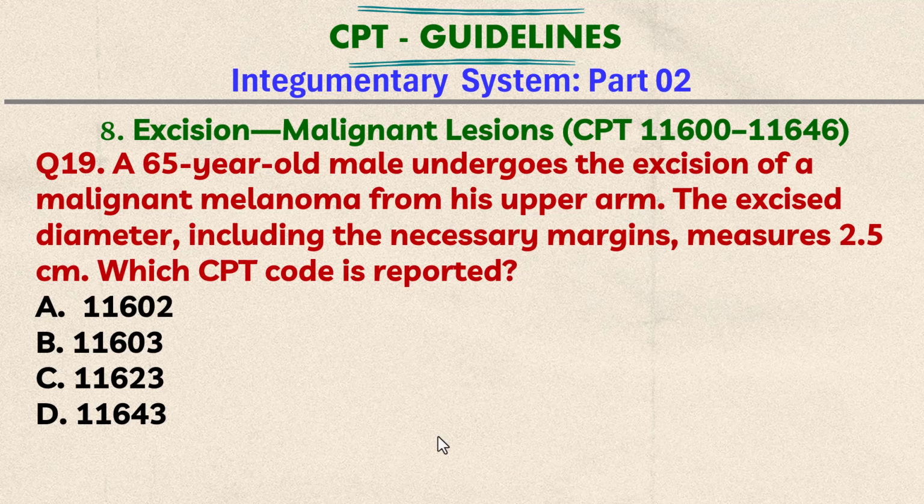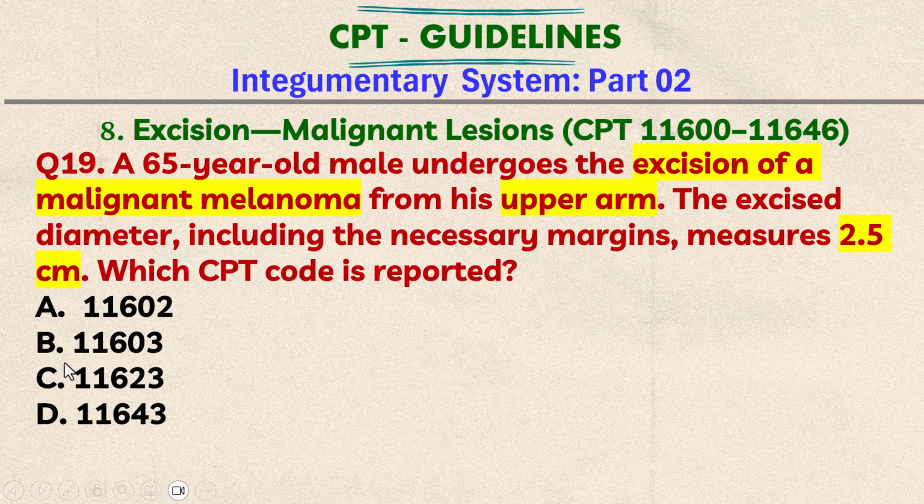Question number 19. A 65-year-old male undergoes the excision of a malignant melanoma from his upper arm. The excised diameter, including the necessary margins, measures 2.5 centimeters. Which CPT code is reported? There are 4 codes available. Take your CPT code book and find the answer. Here you have to highlight that this is excision of a malignant lesion, that is malignant melanoma on the upper arm. The size is 2.5 centimeters.